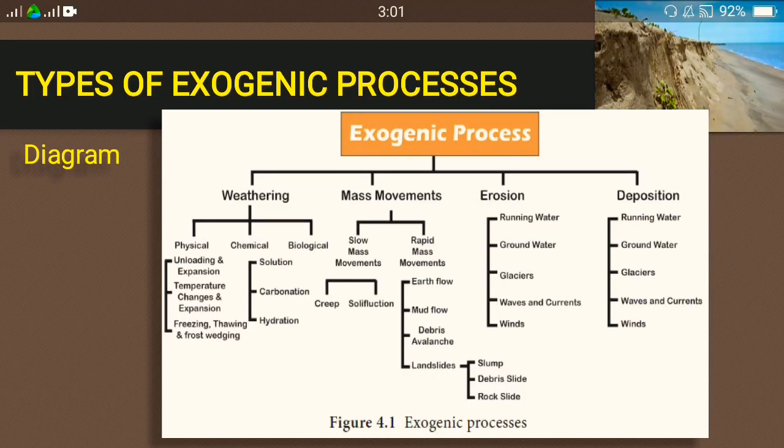And this is the diagram of exogenic processes. We have weathering, mass movements, erosions, and depositions, which also includes the sedimentations. Under weathering, we have three types of weathering: physical, chemical, and biological weathering, which includes all the factors affecting the types of weathering. And we have here the mass movements, which includes slow mass movements, which refers to soil creep and solifluction. And we have the rapid mass movements, which includes earth flow, mud flow, debris avalanche, landslides, which also includes slump, debris slides, and rock slides.